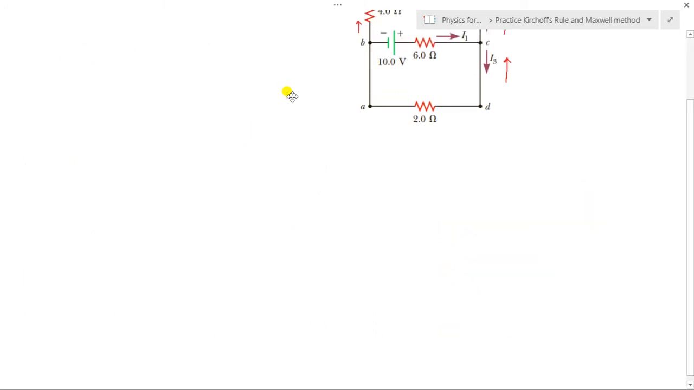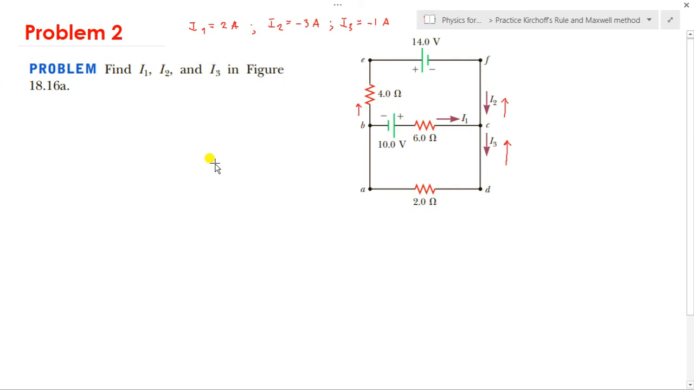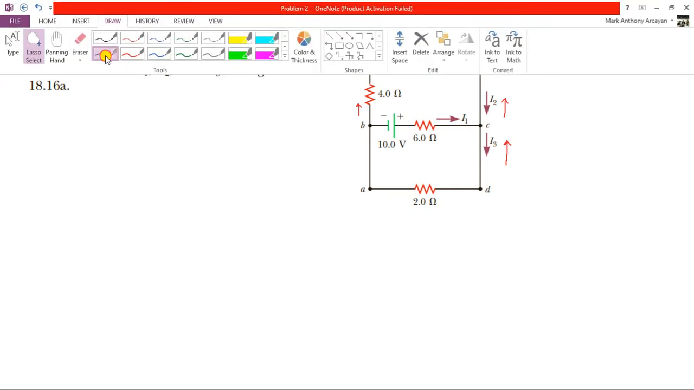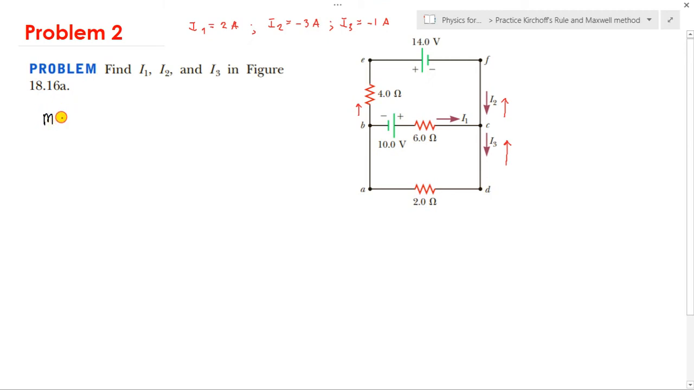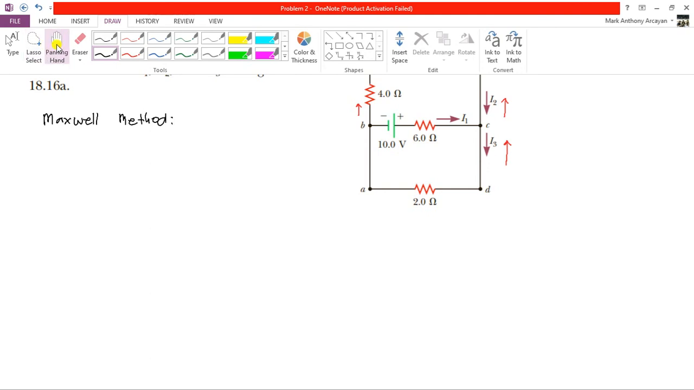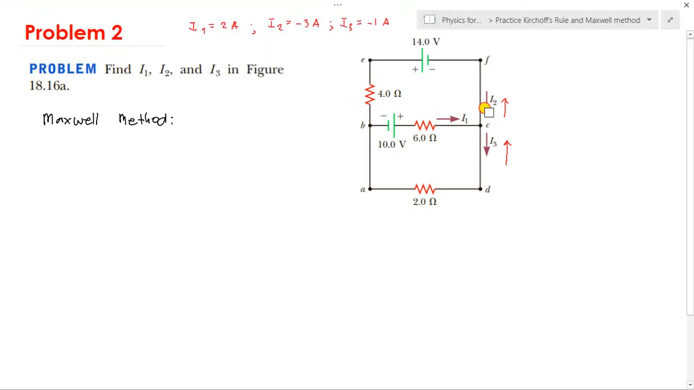We erase this. So we're going to use the Maxwell method. So for the Maxwell method, since our analysis here is by loop, we erase these things that clutter here.